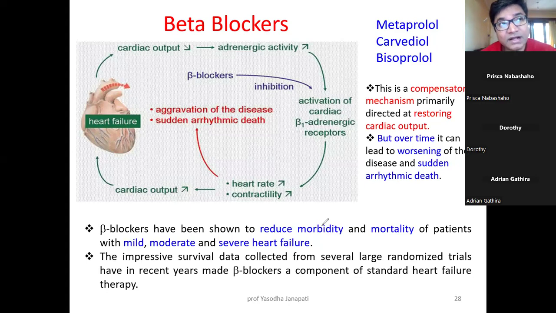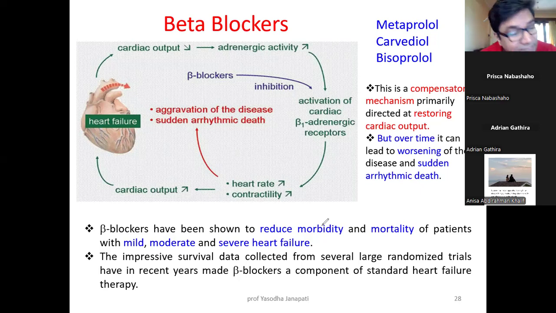Okay. Anisa, how is Sacubitril acting? Could you be a little louder, please? We are not at all able to hear you. Can you hear me now? No, maybe you can increase your laptop voice. And now? Yeah, it's clear. Good. Okay.